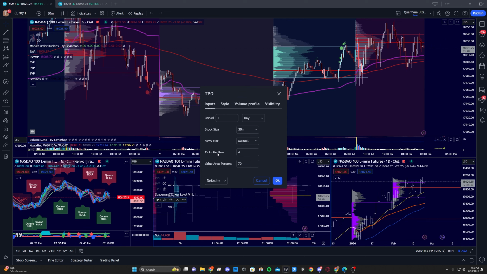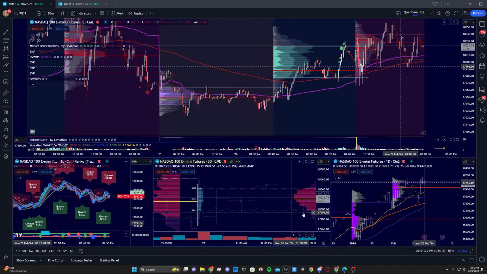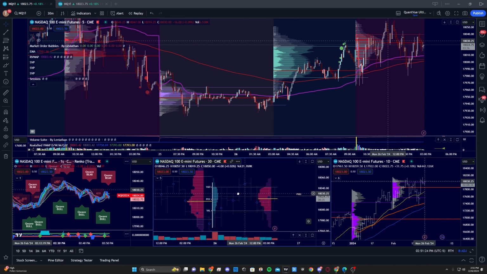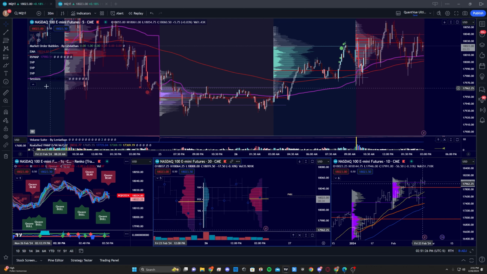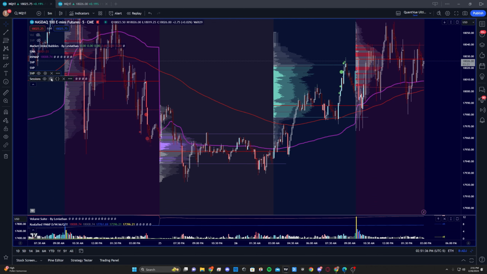You have to play around with the ticks per row to get it to appear correctly, because if the tick value is too low on NQ, these blue areas just won't show up. That's something to keep in mind. But we're going to start off with the top chart here. This is going to be sessions. I'm going to make it full screen so we can take a look at it.